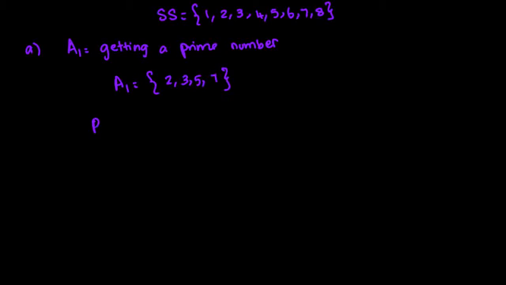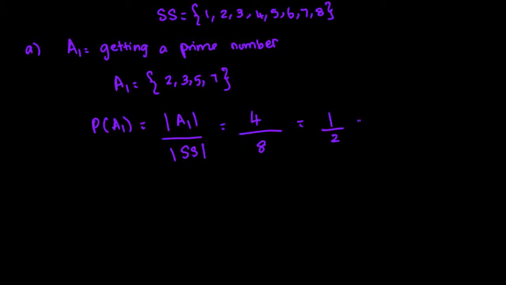Now, the probability of A1 would then be the cardinality of the event A1 divided by the cardinality of the sample space itself. The cardinality of A1 is nothing but the number of outcomes in the set A1 as defined. So, the number of outcomes in the set A1 is 4. The total number of possible outcomes in the sample space is 8. Therefore, the probability is 1/2 or 50%.